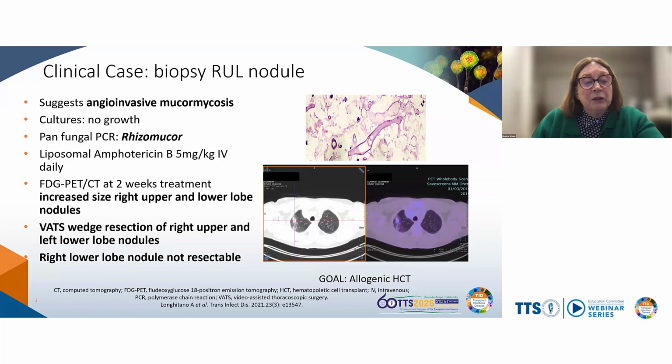He went for a review with a PET CT at 2 weeks into treatment, because we wanted to monitor very closely his response, and we know that mucor can progress quite rapidly. What was seen there was worsening of the nodules in his lung, and I'm showing you one here, which is much larger with much more ground glass around it. So under discussion, he went for a VATS wedge resection of the right upper and left lower lobe nodules. Unfortunately, the right lower lobe nodule was not resectable.